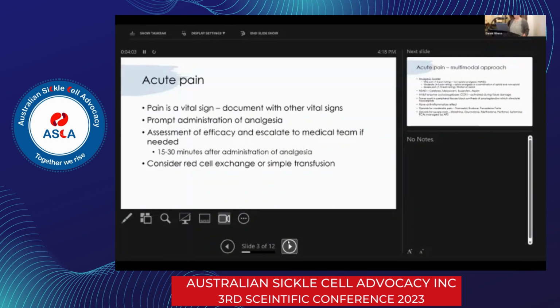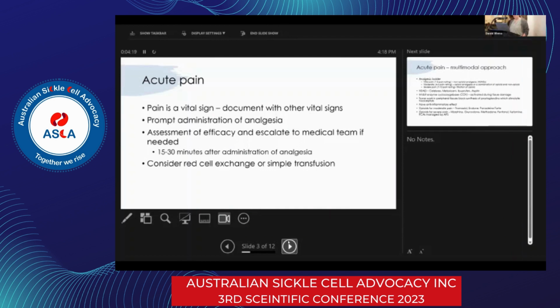If it hasn't helped within 30 minutes, you need to escalate to the medical team to either bring in the acute pain service if they haven't been involved, or look at other medication options that might be available just to help control that very distressing acute pain.